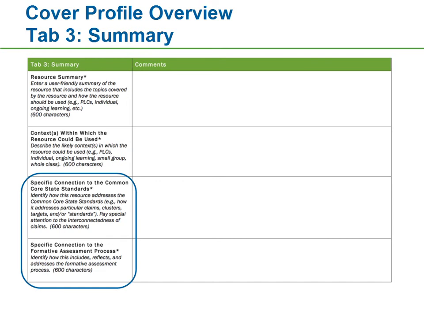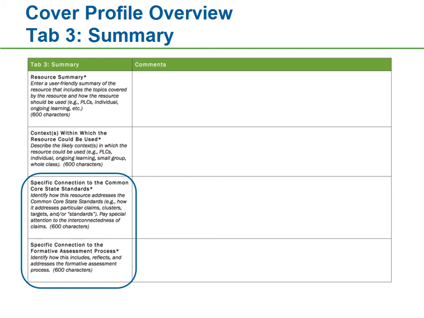These two fields require you to explain how the resource is connected to the Common Core state standards and the formative assessment process. Each contributed resource must connect to the formative assessment process in some way. Even resources focused on the Common Core state standards should connect to at least one attribute of the formative assessment process and show how it is reflected in instructional practice.